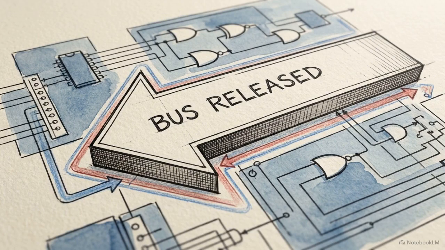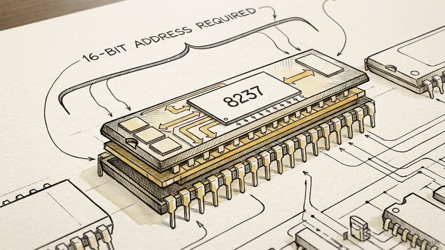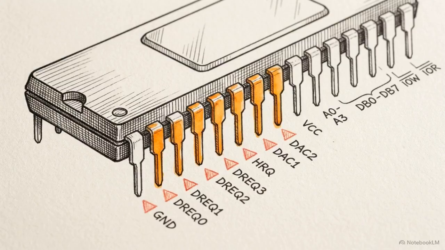To conclude the handshake, the processor asserts a hold acknowledge, or HLDA, signal back to the DMA controller. Receiving the hold acknowledge is the exact point of metamorphosis. The 8237 drops its slave identity and officially becomes the master processor of the system. As the newly crowned master, the 8237 must now output a 16-bit address to target the system memory. But the physical chip is constrained. It only possesses 8 dedicated address pins.